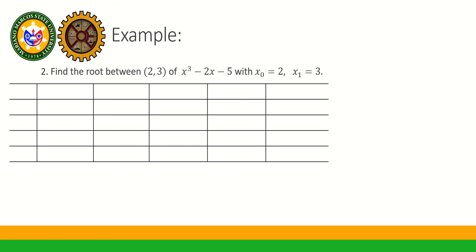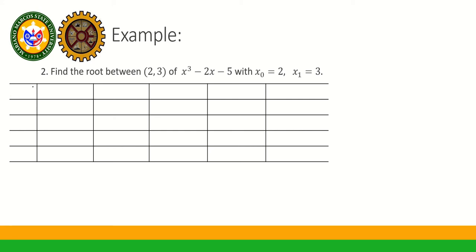Okay, so now let's try another example for regula falsi method. We have example number 2. Find the root between 2 and 3 of x cubed minus 2x minus 5 with x sub 0 equal to 2 and x sub 1 equal to 3. So, sulat natin dito si n.